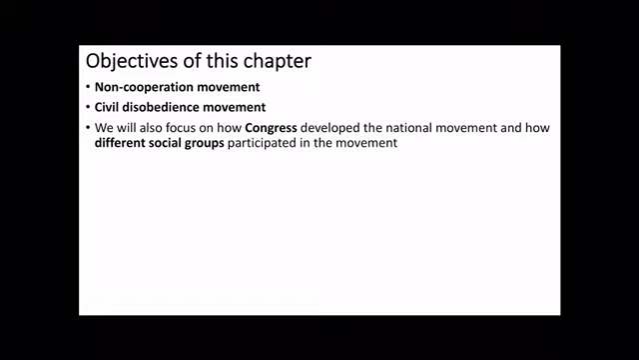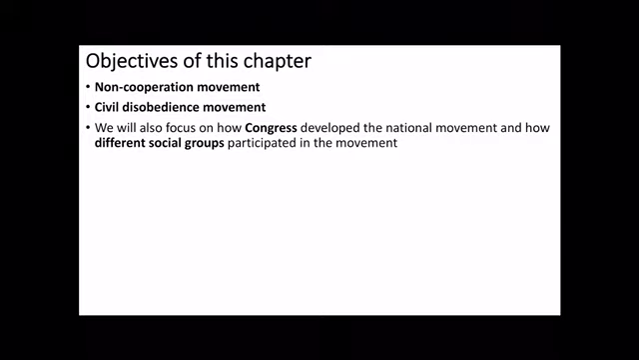Now, there are three objectives of this chapter. As I already mentioned, the first one is the non-cooperation movement. The second is the civil disobedience movement, and the third is how the Congress developed this national movement through stages and how different social groups participated in the movement. When I'm talking about different social groups, I'm talking about the people of the villages, the people living in the forests, the people living in the tribal areas, the Muslims, and the other marginalized sections of society. So we're going to discuss all these things. These are the basic objectives of this particular chapter.